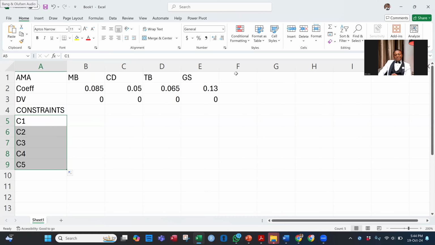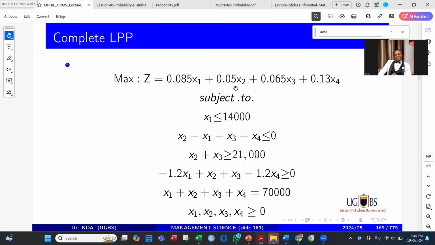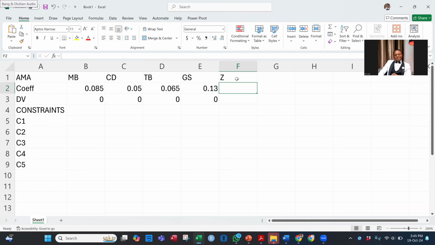Now, let's go to the Z value, the objective function value. Let's call it Z. And let's put the value just below the Z on the same row as the coefficients. How do you find the Z? Well, as you can see in the model here, look at the model. You take each coefficient, you multiply each coefficient by the amount invested, plus you take the next coefficient, you multiply by its amount, and so on. And there are two ways you can do it. You can use SUMPRODUCT to do that. Okay? You can do equals SUMPRODUCT.